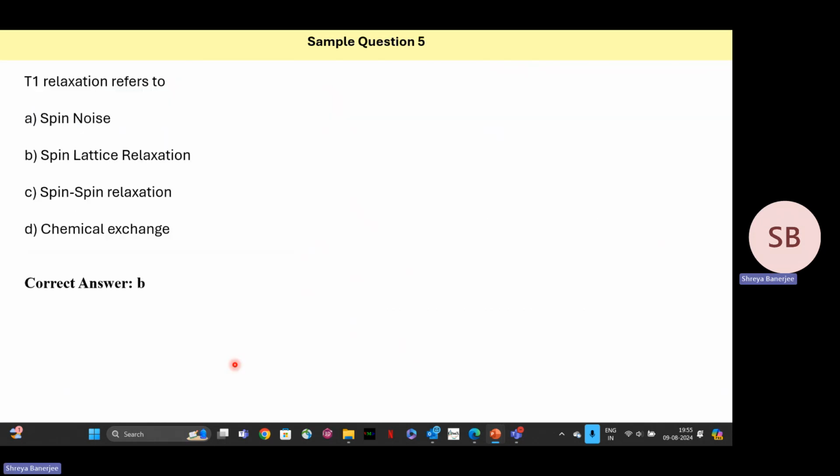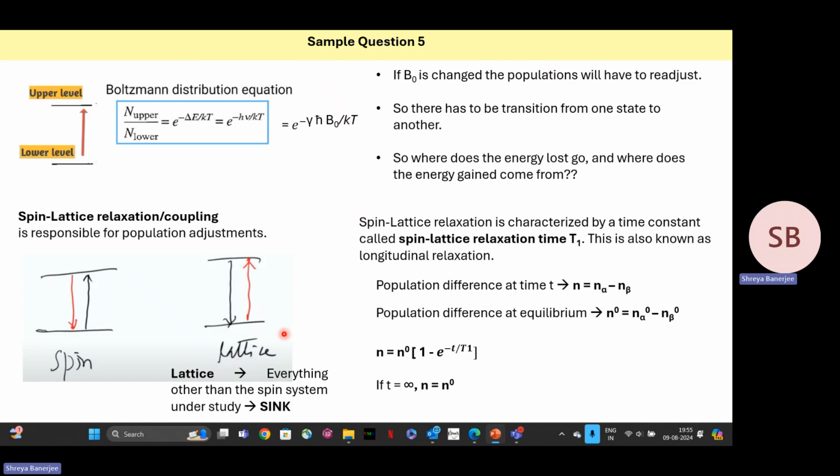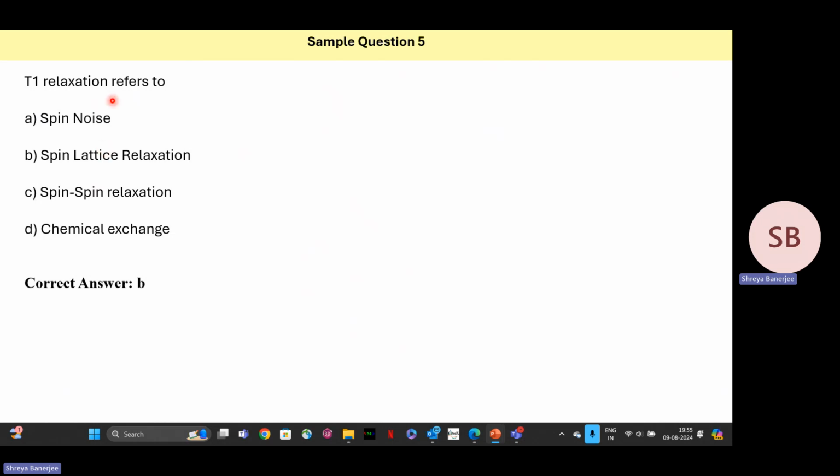So another name of the spin lattice relaxation is T1, or it is also called longitudinal relaxation because it is along the z-axis. So the T1 relaxation is referring to the spin lattice relaxation, that is B.